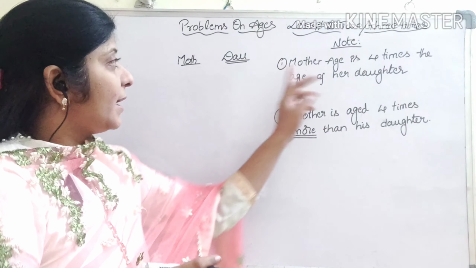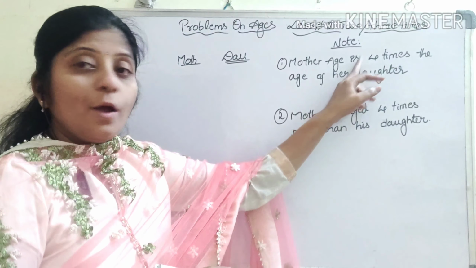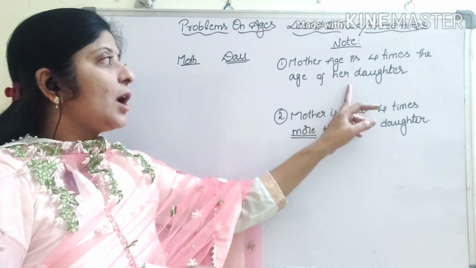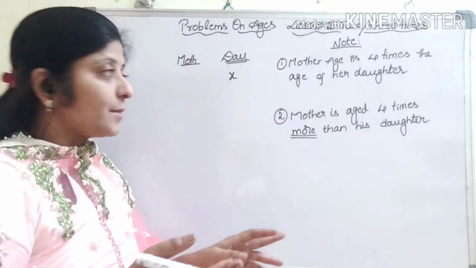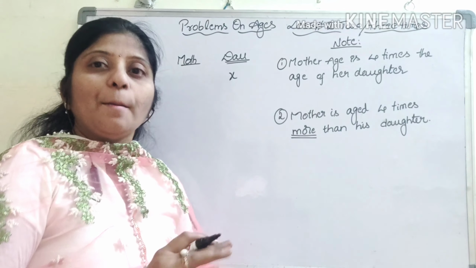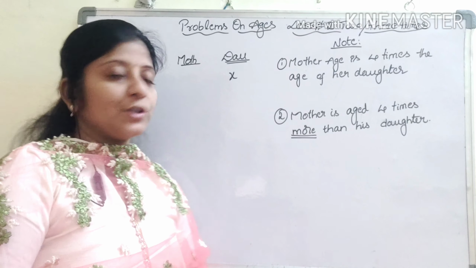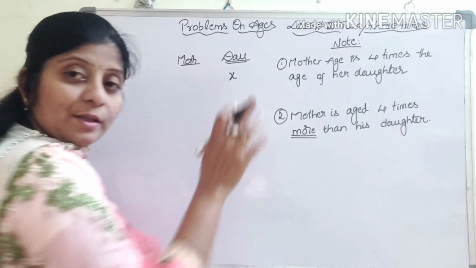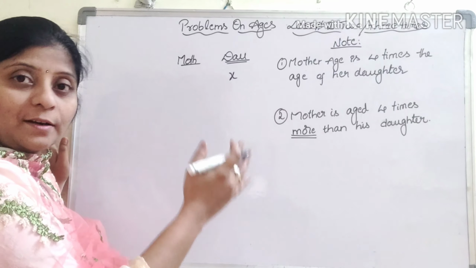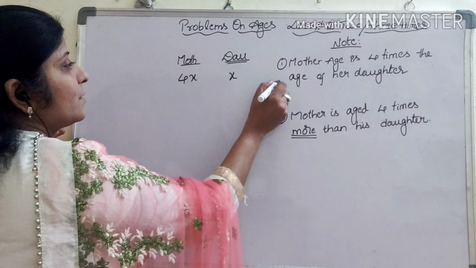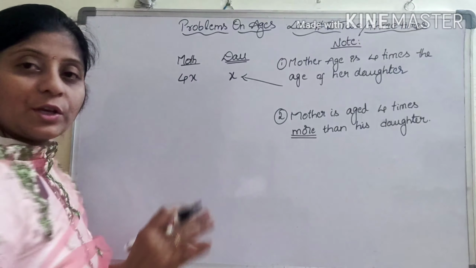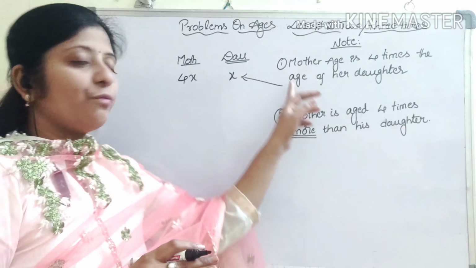Let us consider mother and daughter. Here they have given mother's age is 4 times the age of her daughter. Let us take daughter's age as x. 4 times means a multiple of her age. That means the daughter's age is x, then 4 times the daughter's age will be the mother's age. Then we will take 4x. This will be equation 1, for note 1.